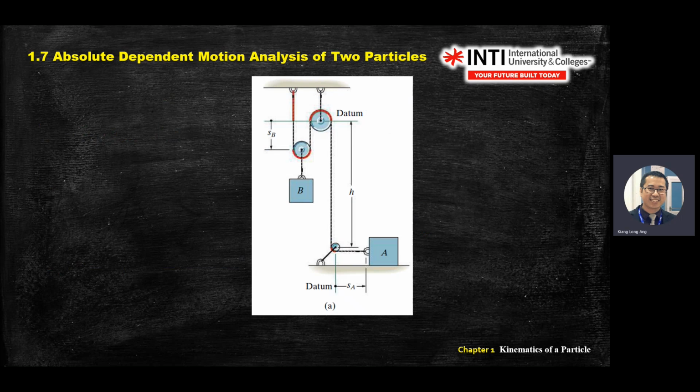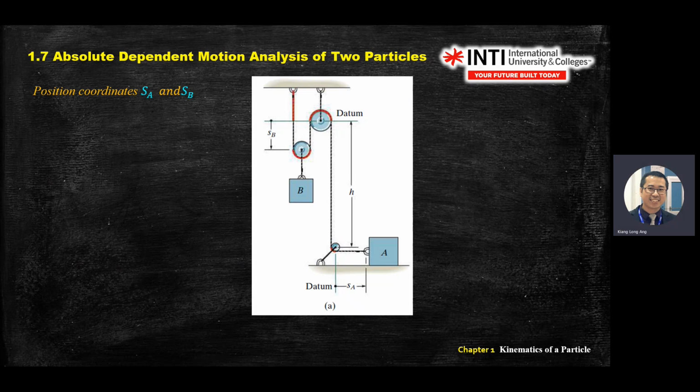Let's look at a more complex one. If you understand the previous one, this one you should be able to do. So now we have how many pulleys? We have 3 pulleys. But in total, how many ropes do you have? We only have 1 rope, which is connecting from this point until here. Okay. Now, this kind of problem is very easy to solve.